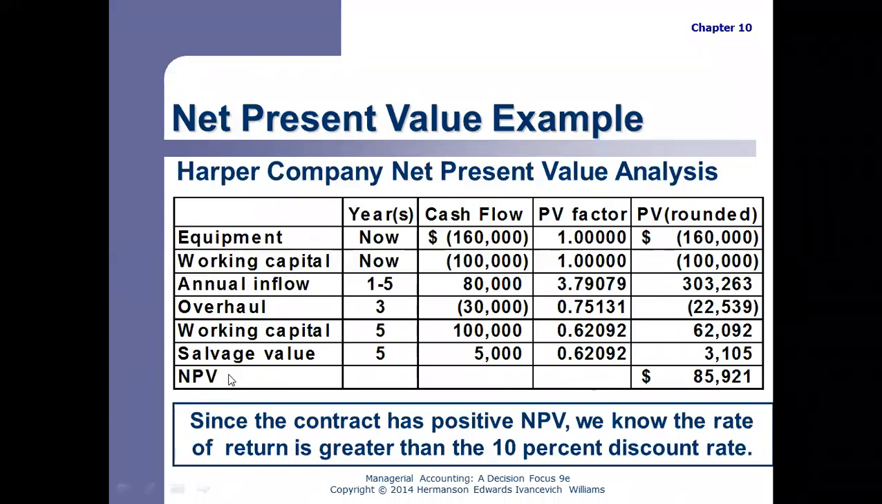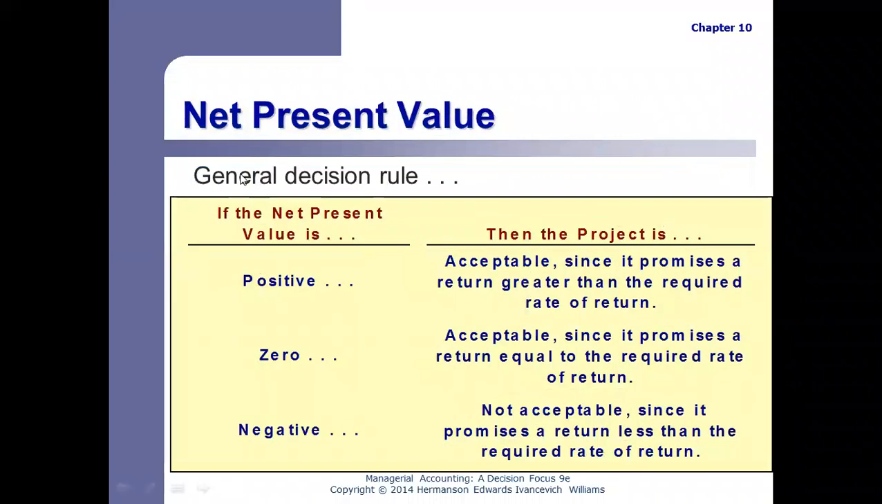And the rule again for net present value is that the present value of the cash inflows has to be greater than the present value of the cash outflows. Here's that general rule: if the net present value is positive, accept the project, do it. If it's negative, don't do it. If it's zero, that means do it because you're going to get a return equal to your required rate of return or your discount rate, or your cost of capital. Those are all synonymous terms, by the way.